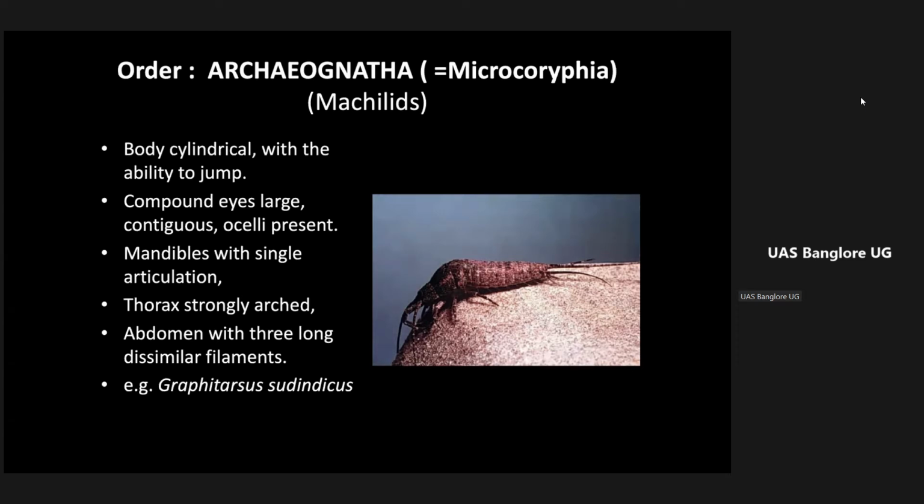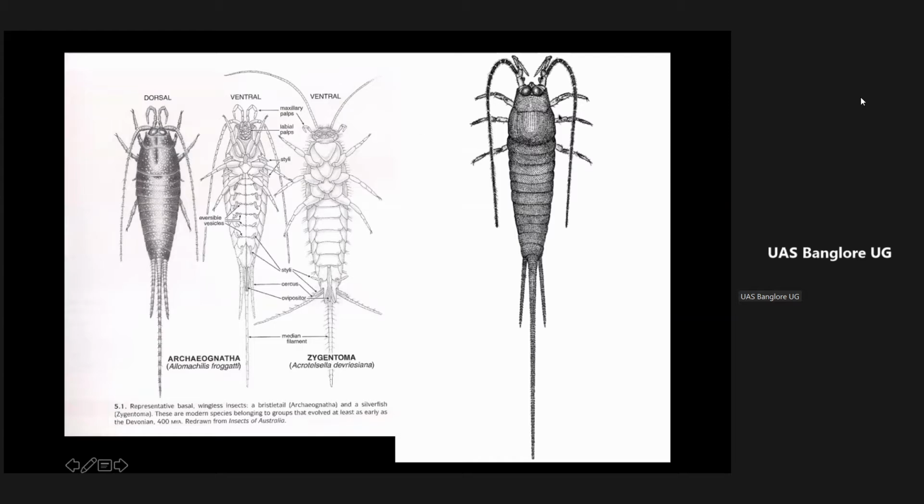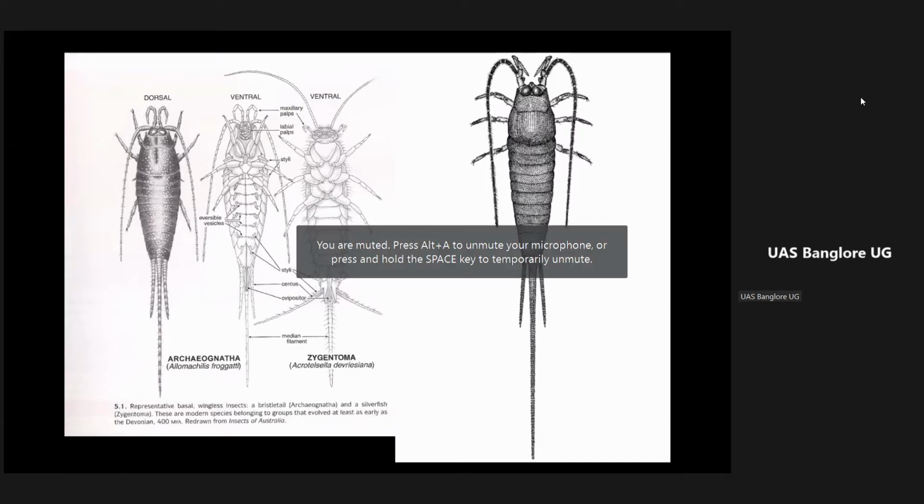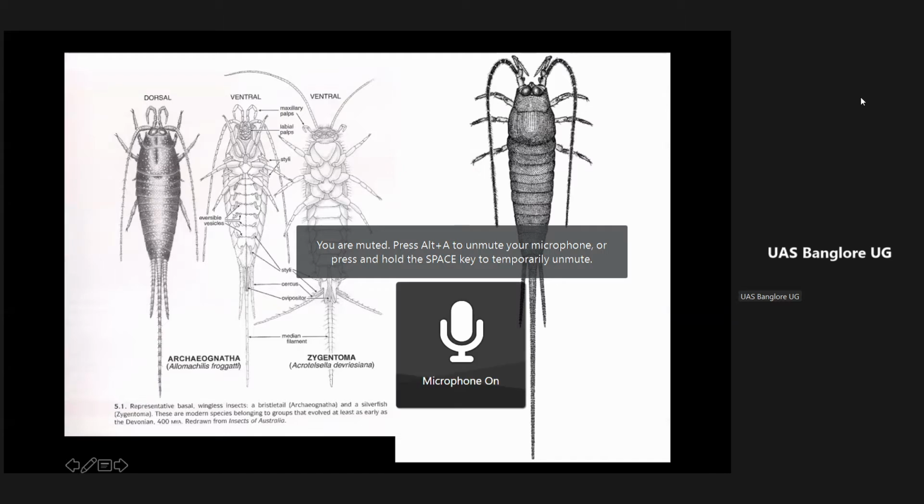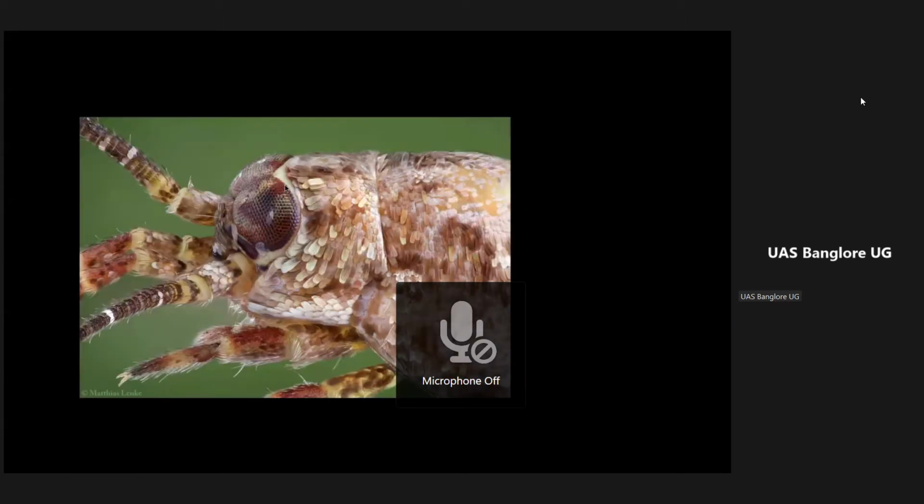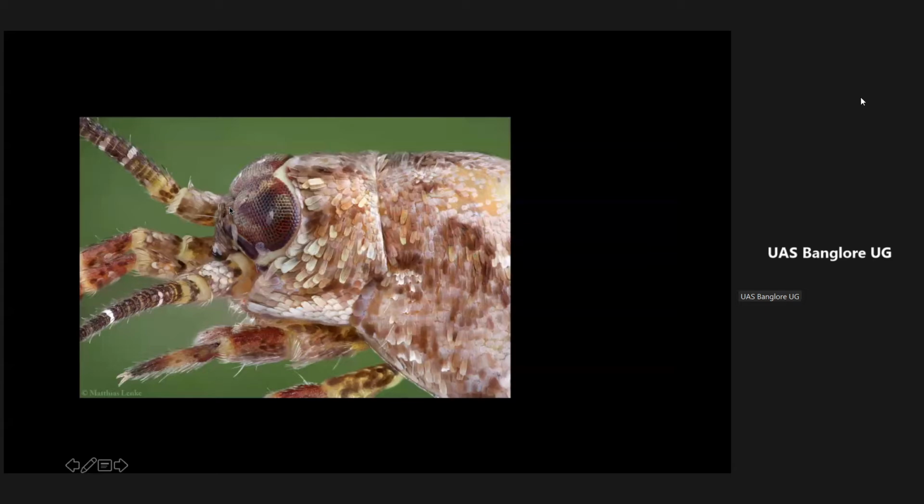So how do you identify these insects? There are 2 or 3 characters which you should remember. You can see that the body is cylindrical. Compound eyes are contiguous. These are the compound eyes. They are continuous, very, very close together. Because of that, we call them contiguous. Can you see these compound eyes? This is the character which is used for identification.